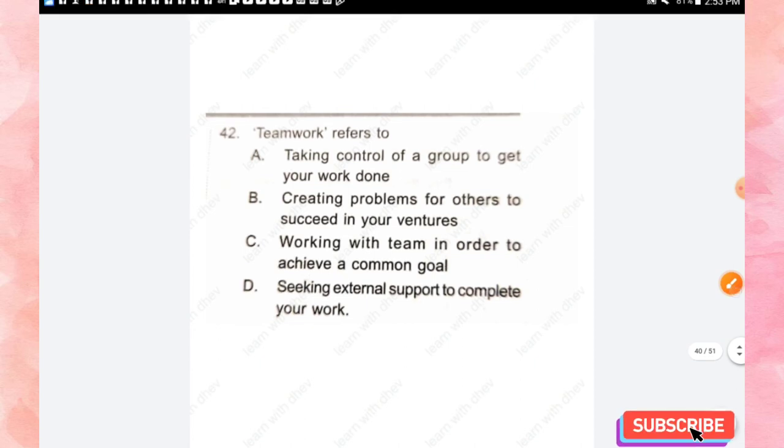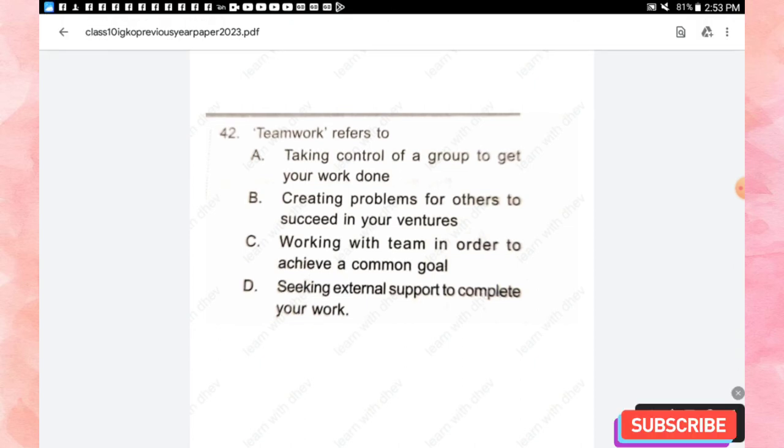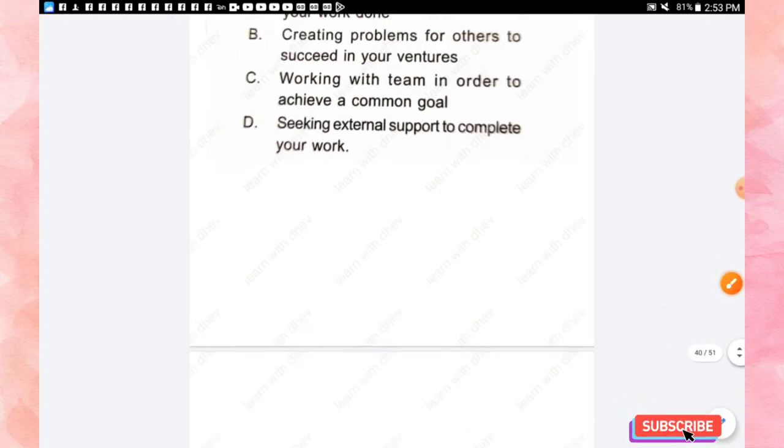Question number 42. Teamwork refers to taking control of a group to get your work done, creating problems for others to succeed in your ventures, working with a team in order to achieve a common goal, seeking external support to complete your work. The answer is option C, working with a team in order to achieve a common goal.